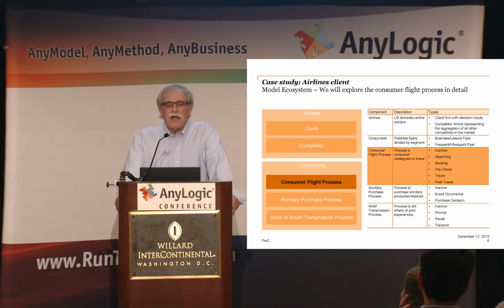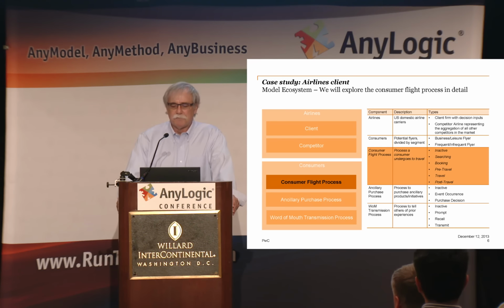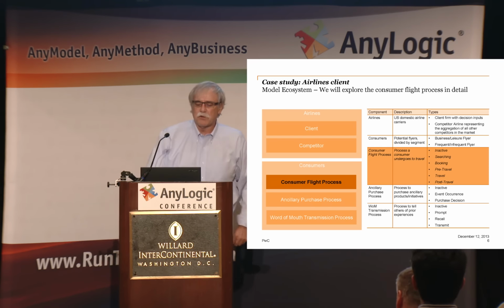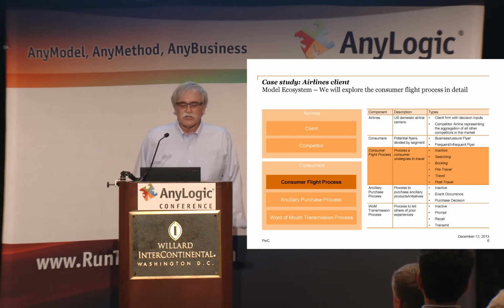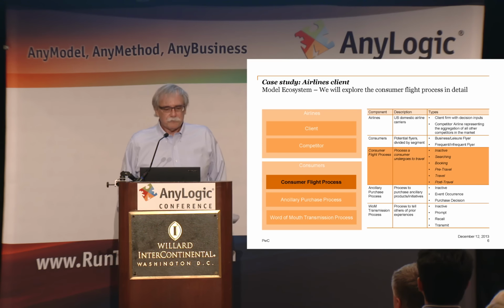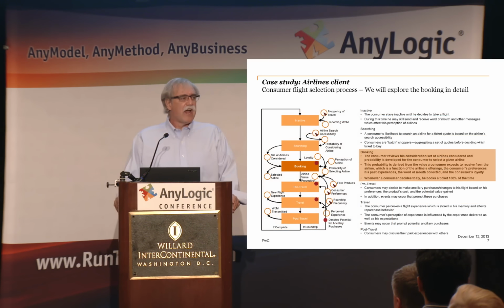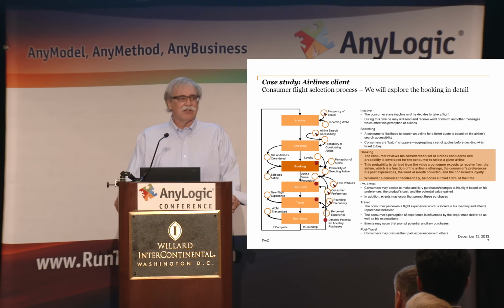And what we wanted to try to do was to understand how the interaction of these different factors might produce behavior in terms of revenue and market share and overall profitability over time. We're going to take a look at the decision process that consumers go through in order to determine a booking in some detail. This is a stylized representation of a state chart, and there is such a state chart, almost identical, in the AnyLogic software.